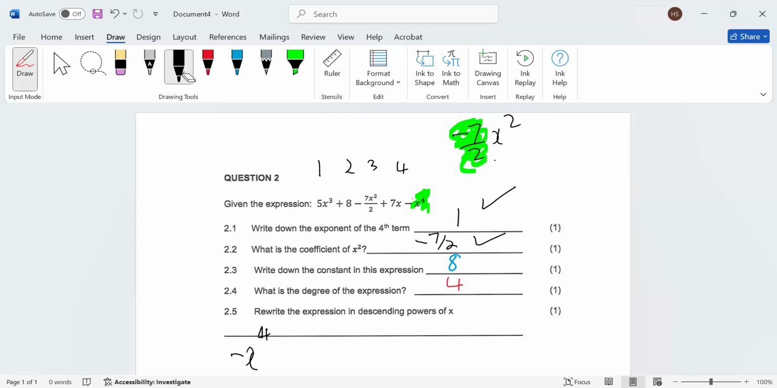What is the second one? It's plus 5x to the power of 3. What's next? Last one. Plus 8. And then they will give us a mark for being able to write it from the biggest to the smallest. Any questions? No. We're fine with this one.